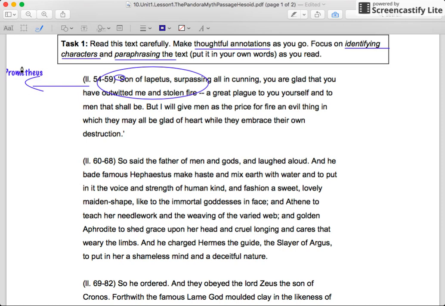And you know probably that Prometheus is guilty of stealing fire from the gods, and he was punished for doing that very painfully. So I'll let you look that up. But so we know that somebody is addressing Prometheus here. So, son of Epaetus, or Prometheus, surpassing in all cunning, you are glad that you have outwitted me and stolen fire. So who's talking here? I gotta ask myself, who's talking here?